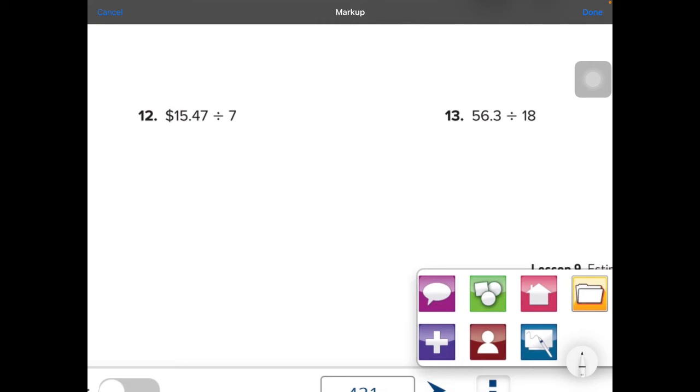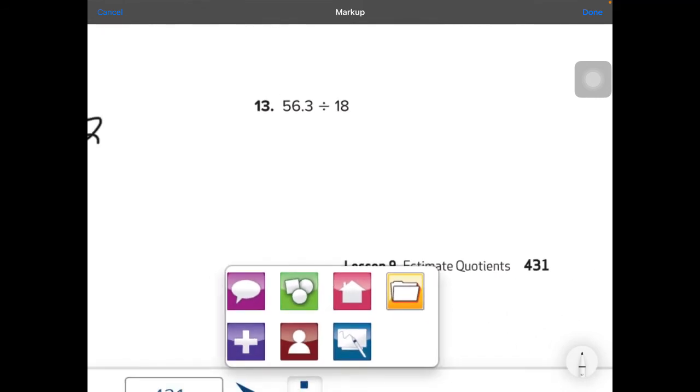Number 12, $15.47 divided by 7. That's not very compatible, but 1547. Let's see, let's change both of them. Let's change this one to 16 because that could be more compatible with 8. We're changing both of those numbers. So then our answer is going to be about $2.